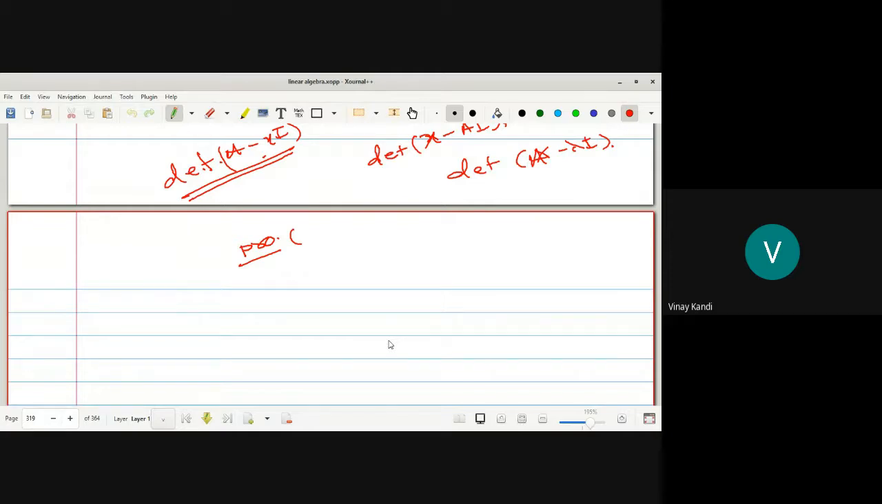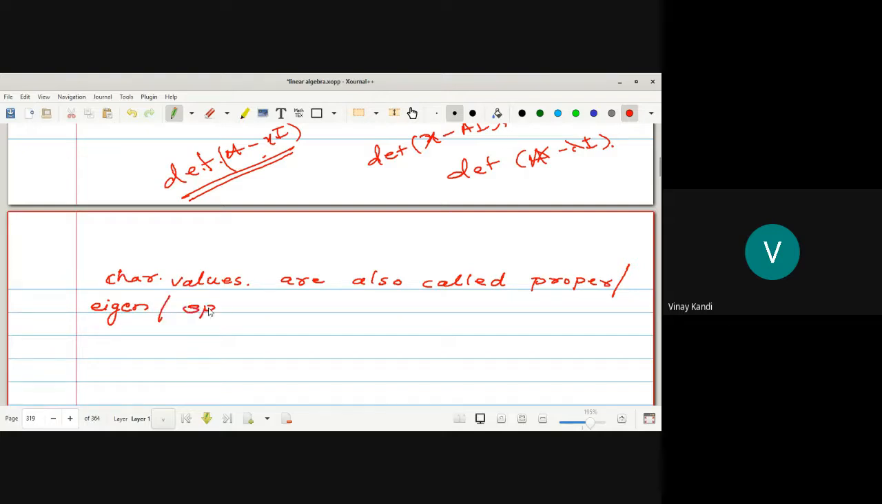The characteristic values are also called eigenvalues, spectral values. Characteristic values are sometimes also called proper values, eigenvalues, spectral values, or latent values. All the words have the same meaning. The characteristic values are also called proper values, eigenvalues, spectral values, or latent roots.